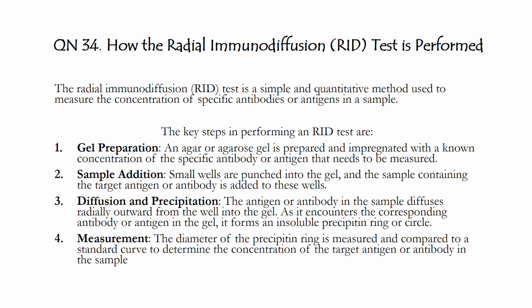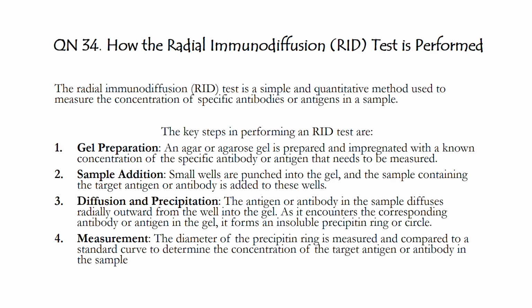The key steps: from the first, the gel preparation. Here the agarose gel is prepared and impregnated with a known concentration of the specific antibody or antigen that needs to be measured. Then the sample is added in small wells punched in the gel, and the sample containing the target antigen or antibody will be added in the well.